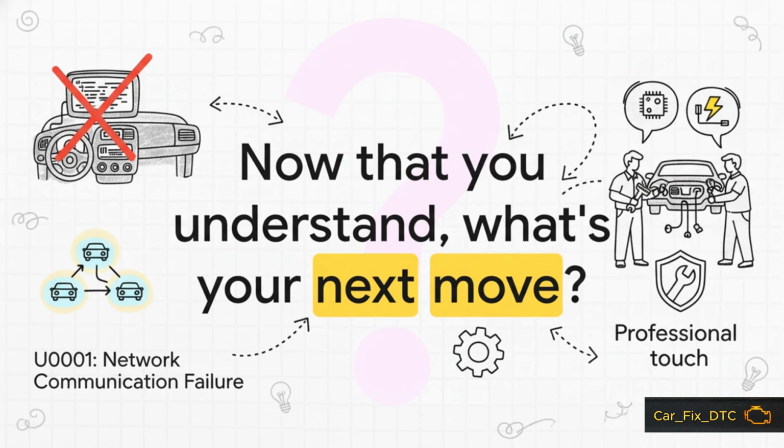So, we've gone from a totally confusing code to a much clearer understanding of the problem. You know that U0001 is a critical network failure, you know the potential causes, and you get why it really needs a professional touch. Now, armed with all this knowledge, the only question left is, what's your next move?